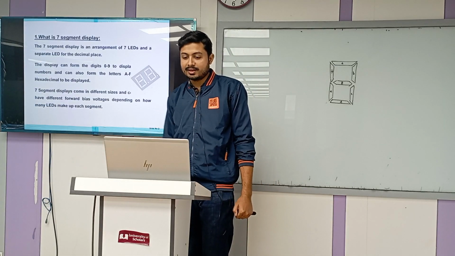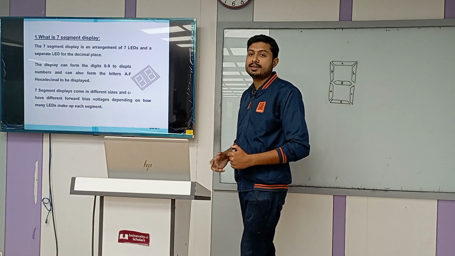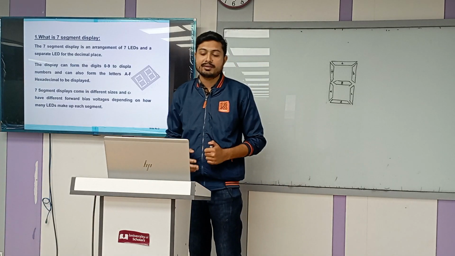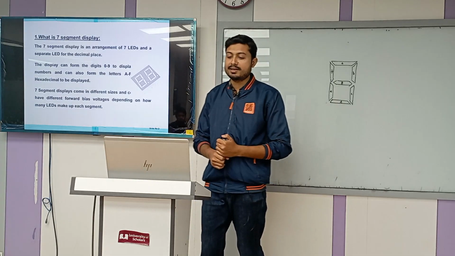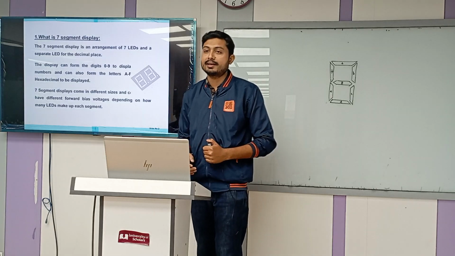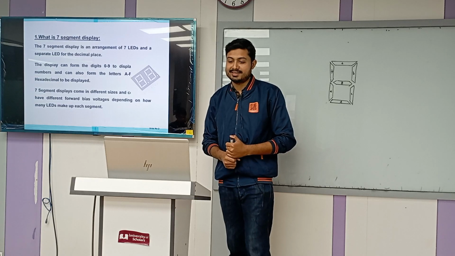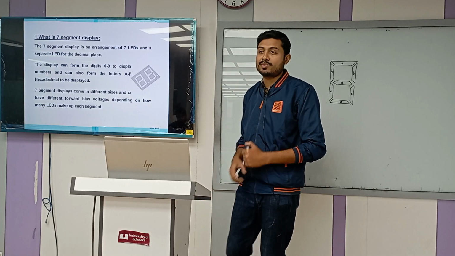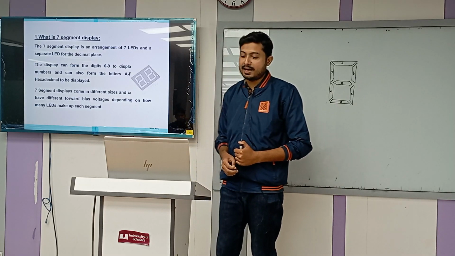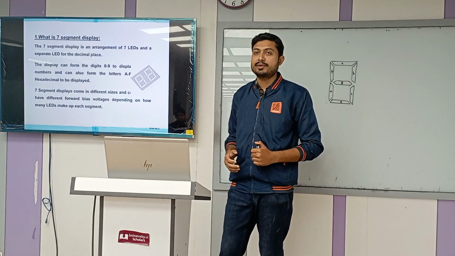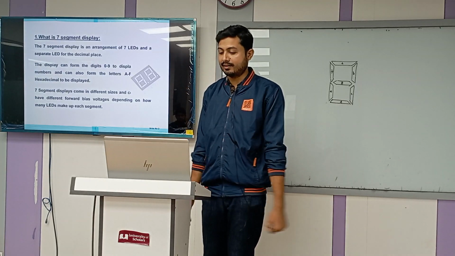Next, what is a 7-segment display? The 7-segment display is an arrangement of 7 LEDs and 1 LED for the decimal point. The display can show the digits 0 to 9 and also the letters A to F for hexadecimal. 7-segment displays come in different sizes and colors, and have different forward bias voltages depending on how many LEDs make up the segment.